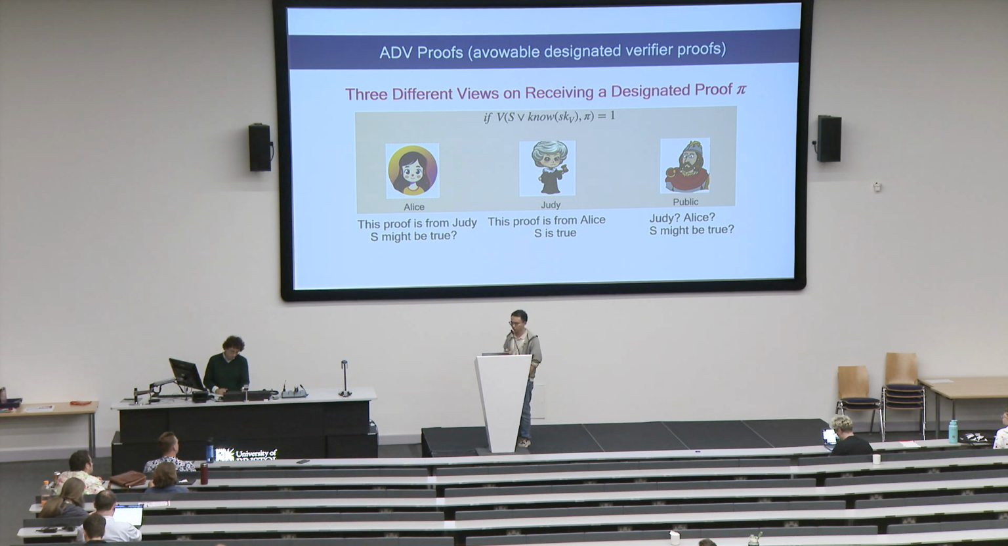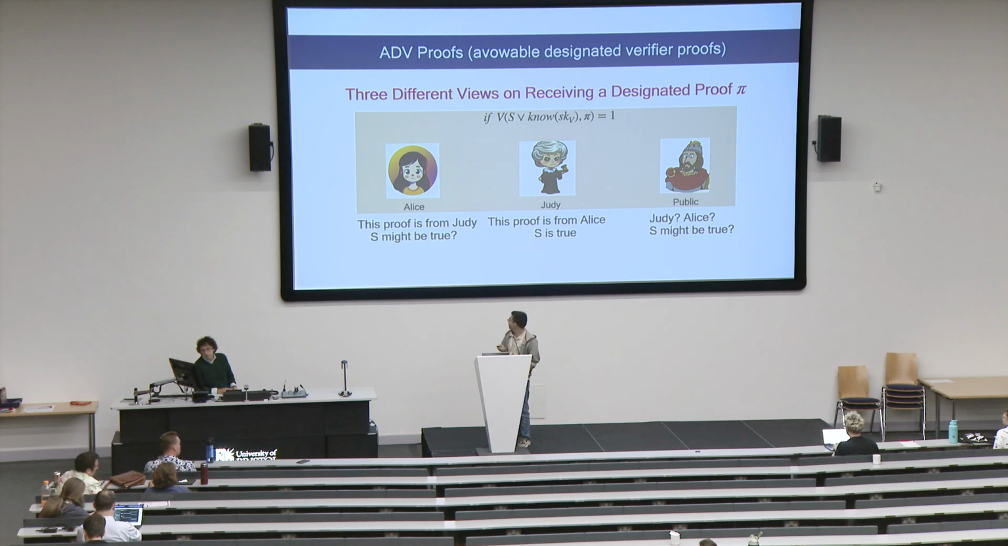When Judge Judy gets a proof, she knows this proof came from Alice, for the same reason: Judge Judy has her own private key. So the only way to generate this kind of proof is by proving the statement S.